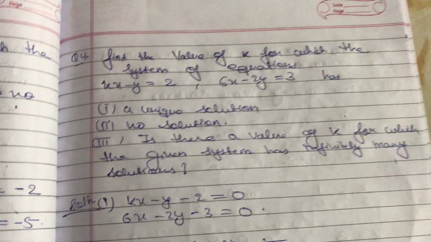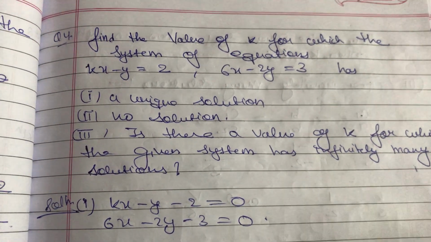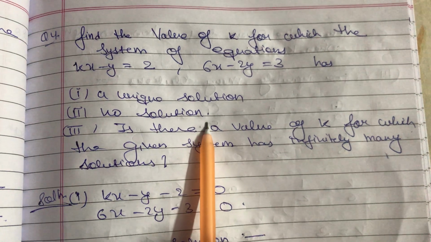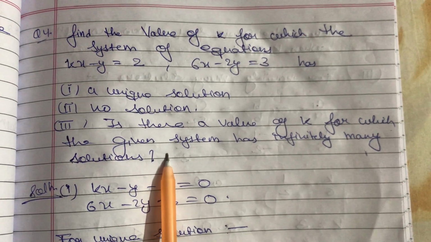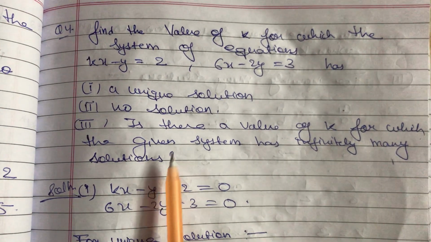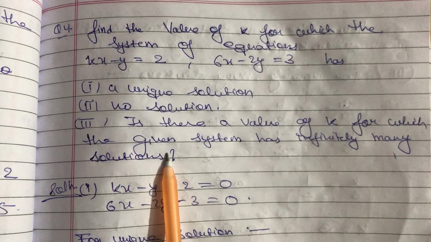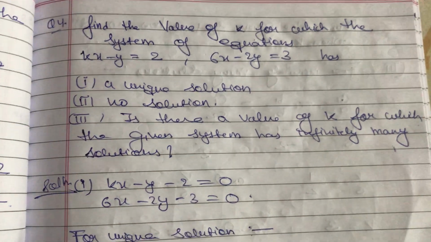Let's solve another question, that is to find the value of k for which the system of equations, this and this, has a unique solution, no solution, and in the third it is asking whether there is any possible value of k for which it has infinitely many solutions. So by solving this question, the entire concept of this particular topic will get clear. Let's solve one by one.